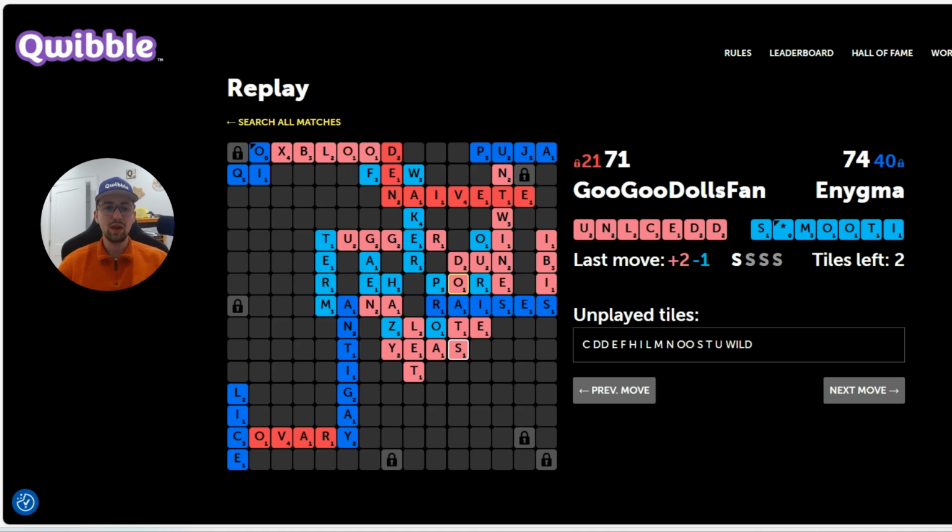And he, once again, has available bingos here, which he sees, such as emotions from the E in raises. Now, the key thing to notice here is that there are actually only 2 tiles left in the bag from Carl's perspective. If you look at the unplayed tiles here, it's a little bit confusing, but 7 of these are the tiles on my rack, 7 of these are the ones on Carl's rack, and there are actually only 2 remaining at this point.